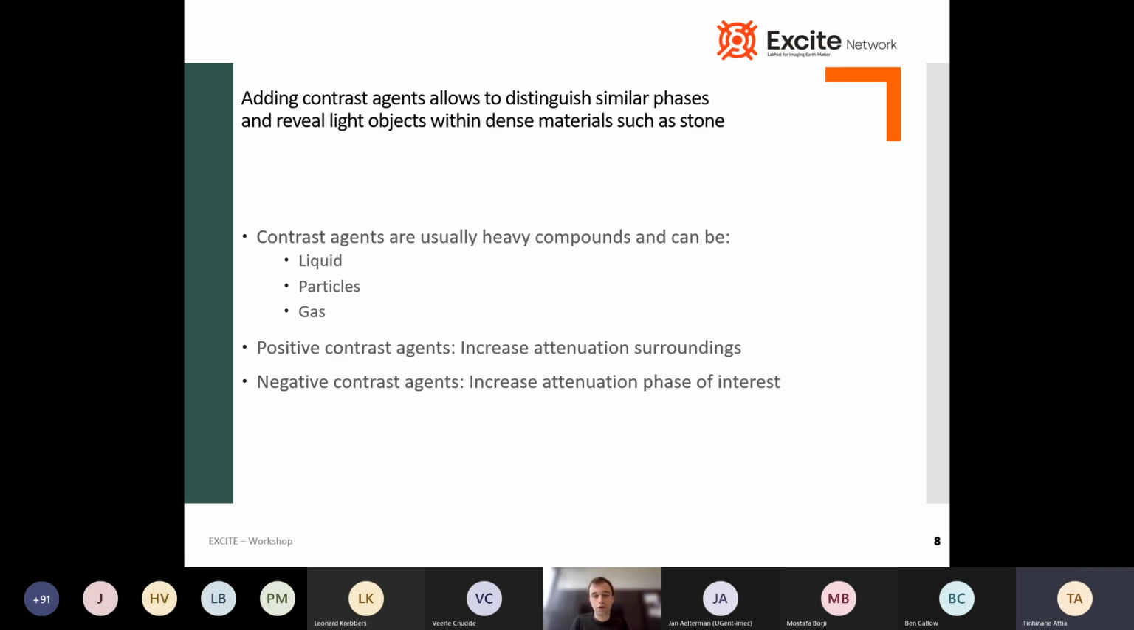There are two types of contrast agents. The first one is the positive contrast agents, which increase the attenuation of the surrounding phase. In this case, it would increase the attenuation of the water phase. A negative contrast agent, on the other hand, increases the attenuation of the phase it stains, let's say the phase you're interested in. In our case, that would make the biofilm visible.